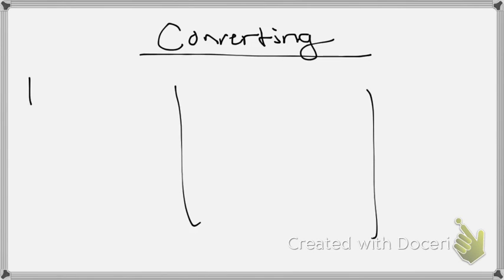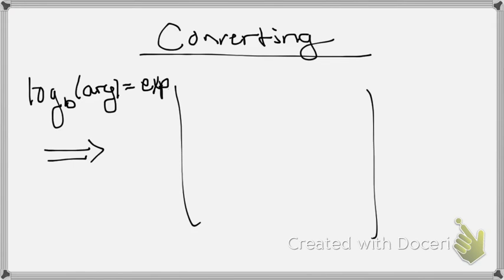The first form is log of any base. The parentheses is always your argument, is equal to, again, logs tell you the number of exponents. When we convert this to exponential form, an exponent has to have a base, so the base stays the same. I take that exponent and put it where it's supposed to be, and it's all equal to my argument. That's how you would convert.